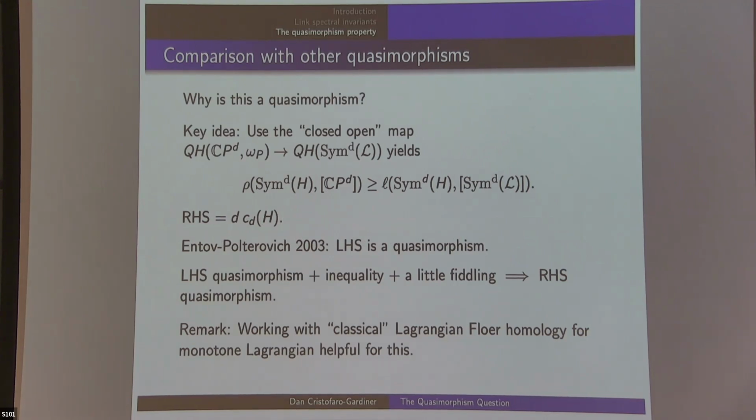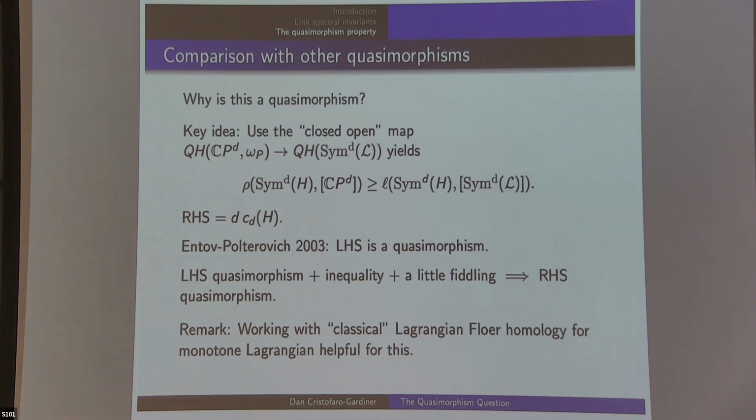Okay, you say Entov Polterovich says the left-hand side is a quasimorphism. Yeah, that's right. This is positive, and it's an inequality. I said you needed a little bit of fiddling. For example, using what I called Poincaré duality, this is a homogeneous quasimorphism, so it's also true that F of A inverse is negative F of A. If you fiddle with this inequality using facts like this, you'll eventually conclude that the right-hand side has to be a quasimorphism as well.